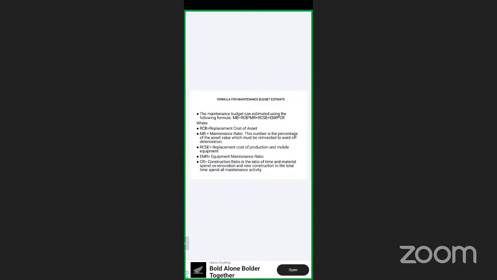MR stands for maintenance ratio. Let us see what we mean by maintenance ratio. This is a percentage of asset value which must be reinvested to decrease the deterioration. Okay. Suppose we go ahead with the same example where the total machine is 10 lakhs.